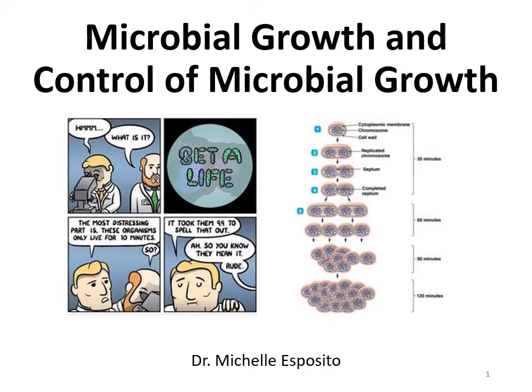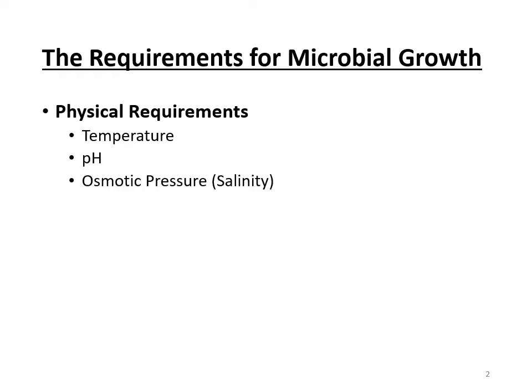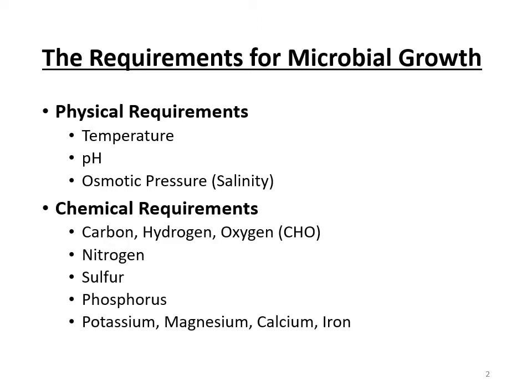Now, when we talk about microbial growth, the first thing you're going to want to think about is what exactly is required for microbes to grow. When we talk about requirements for their growth, there are two main categories. There are the physical requirements, things such as temperature, pH, how salty the environment is. And then there are the chemical requirements, and these include things like CHO, as I like to call it, carbon, hydrogen, and oxygen, things like nitrogen, sulfur, phosphorus, and our various minerals as well.